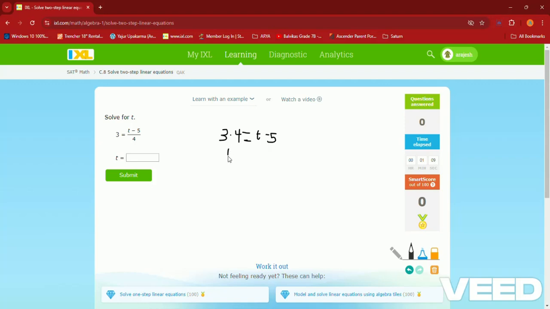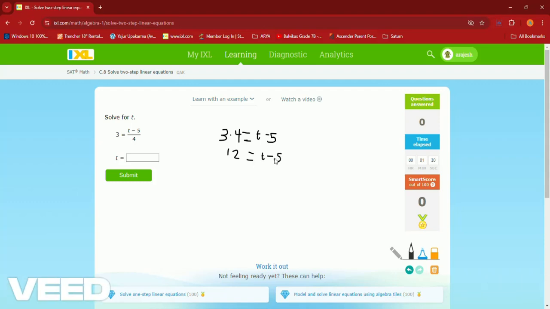Okay, so it'll be a 12 right here. And then it would equal t minus 5. So again, you would have to add 5 here, and then you have 17 is equal to t. It's ludicrous and discombobulating, but bear with me. So I'm going to say that it's 17. And let's check if that works, if it's correct or erroneous.